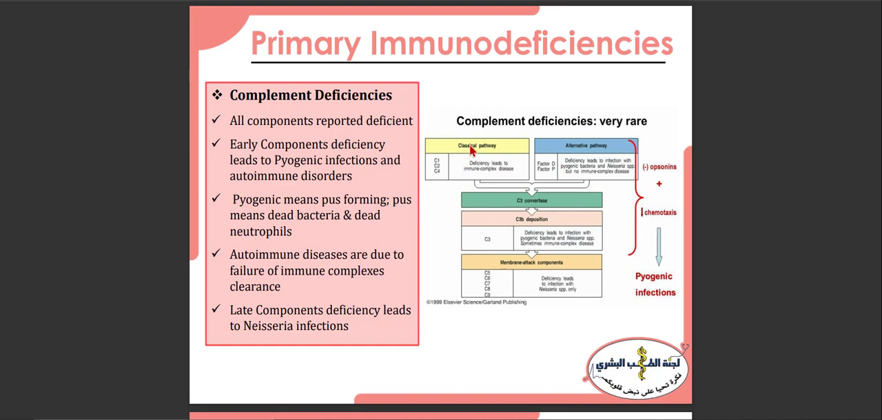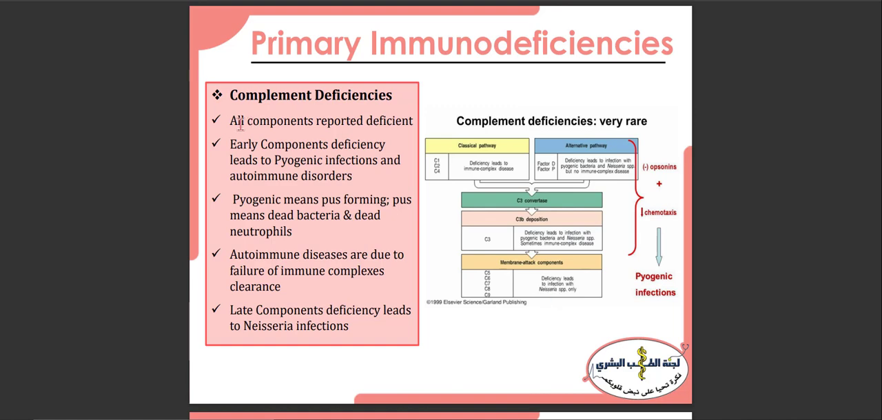It is seen in the classical pathway like C1, C2, C4 components deficiency, but it is not seen in the alternative pathway. انتبهوا لهي النقطة. بالمقابل إذا في عنا C3 deficiency, it leads to infection with pyogenic bacteria and Neisseria species, sometimes also immune complex disease. يعني بتشمل هاي الجهة وهاي الجهة. C3 deficiency. The membrane attack components, which are C5, C6, C7, C8, C9, their deficiency leads to infection with Neisseria species only. No immune complex disease.